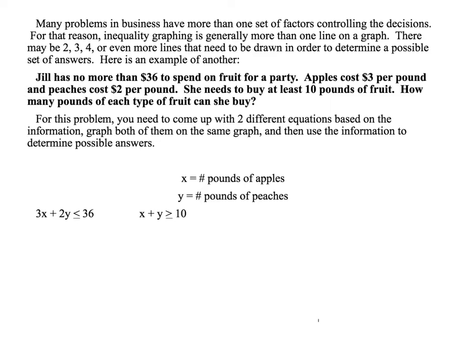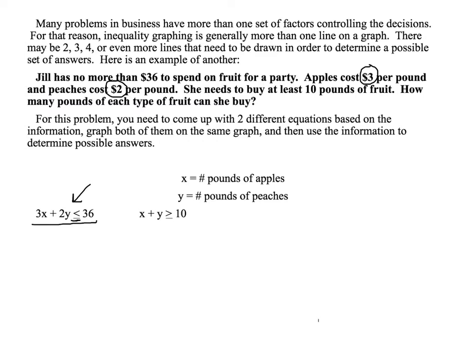One of the equations says she can spend no more than $36. Apples, which is my X, the number of pounds of apples, cost $3 per pound, and peaches, which is my Y, cost $2 per pound. So one inequality that I could write is that 3 times the number of pounds of apples plus 2 times the number of pounds of peaches has to be less than or equal to 36, because it says she can spend no more than $36, but she can certainly spend $36.